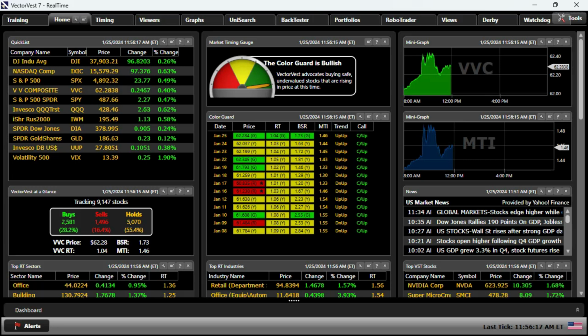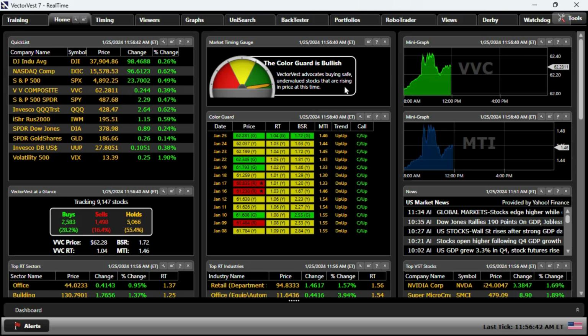Remember also, when you're buying these stocks, we have to know how safe the stock is, but we also have to know that we're buying it at the proper time. So market timing and market trend is always important. Right now, I'm looking more at just the analysis of stock safety, but right now, all of our indicators are up. We've got green lights across the board. So VectorVest does advocate buying safe, undervalued stocks at this time.